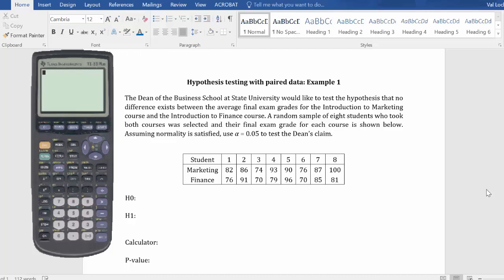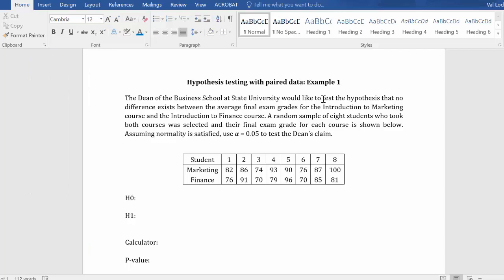We have the following situation. The Dean of Business School at State University would like to test the hypothesis that no difference exists between the average final exam grades for the Introduction to Marketing course and the Introduction to Finance course. Okay, so I'm going to go ahead and start highlighting key words here. We want to test the idea that there is no difference. Let me highlight that with yellow between the scores for this particular sample.